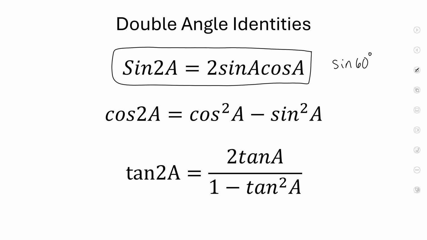Now, if I want to use this identity, I need to write sine of 60 degrees as sine of 2 times a. 2 times what will give me this 60? Good, so I can write this as sine of 2 times 30, right? Now I can use this formula. I can use sine of 2a. So notice it would be 2 sine of 30 degrees cosine of 30 degrees, right? Because my a value is 30.